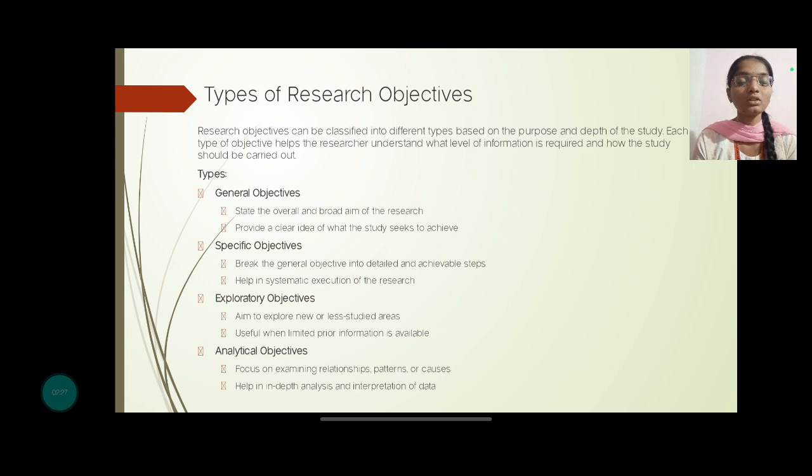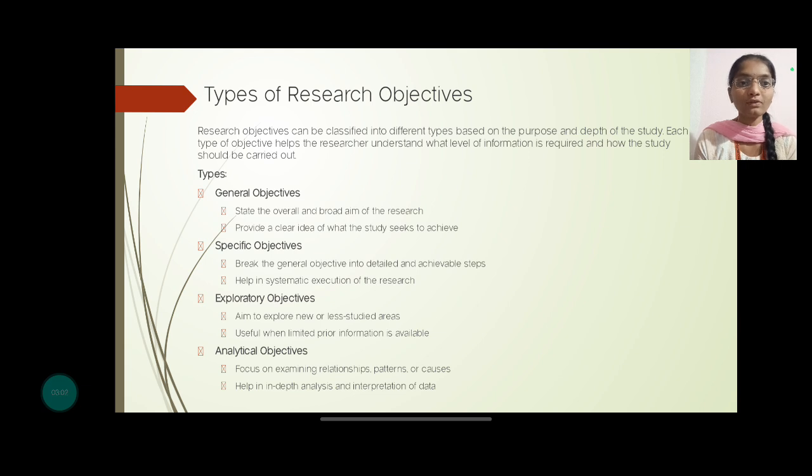Next, the types of research objectives. Research objectives can be classified into different types based on the purpose and the depth of the study. The type of objective helps the researcher understand the level of information required and how the study should be carried out. The types are general, specific, exploratory, and analytical. General objectives provide a clear idea of what the study seeks to achieve and state the overall and broad aim of the research.